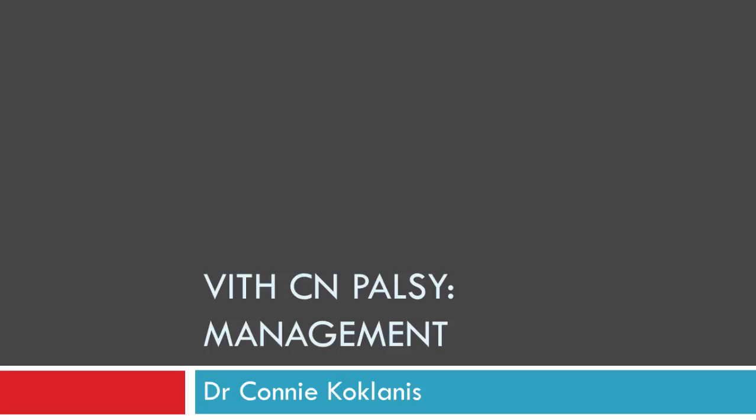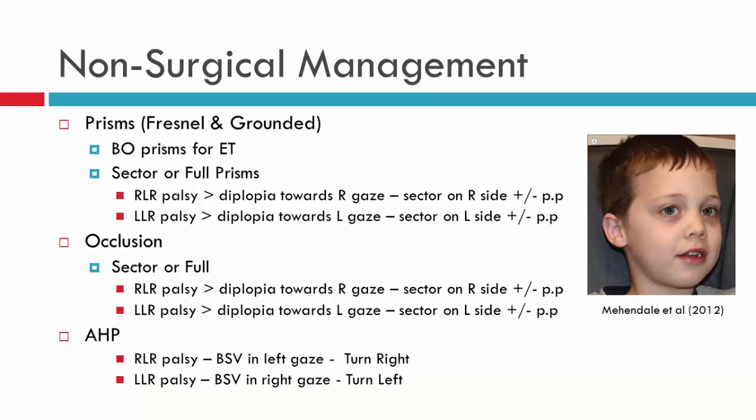In this video we will discuss the non-surgical and surgical options for managing a patient who has been diagnosed with a 6th nerve palsy. Commencing with non-surgical management, as you're now familiar with, three of the main options we have in terms of assisting the patient with their diplopia is providing them either with prisms, occlusion, or assisting them with an abnormal head posture.